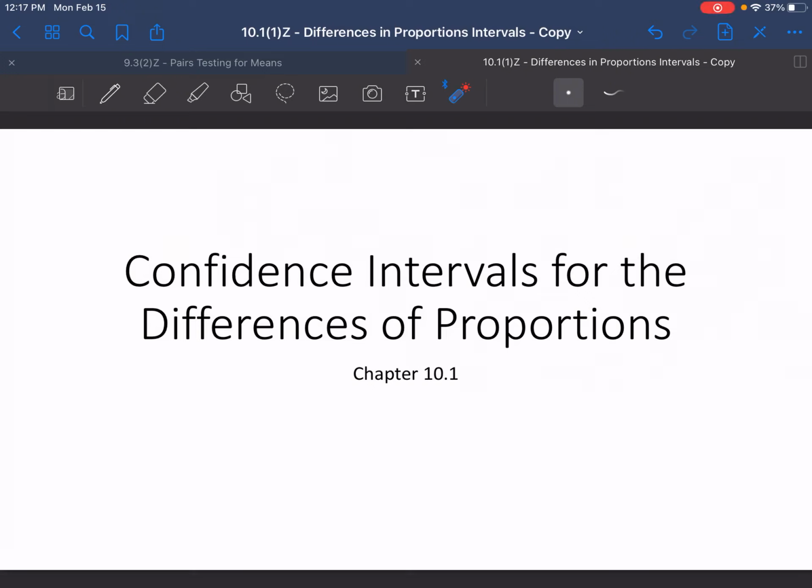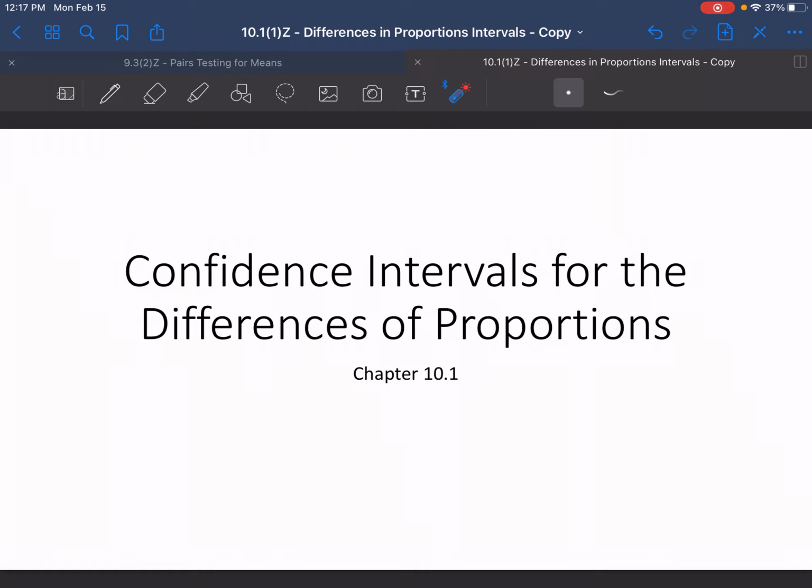All right, guys, in this lesson, we're going to be looking at confidence intervals for the differences of proportions. So really our objective here is just to describe the center, shape, and spread of the difference in two sample proportions, determine the conditions for the difference of proportions, and construct and interpret a confidence interval for the difference in two sample proportions.